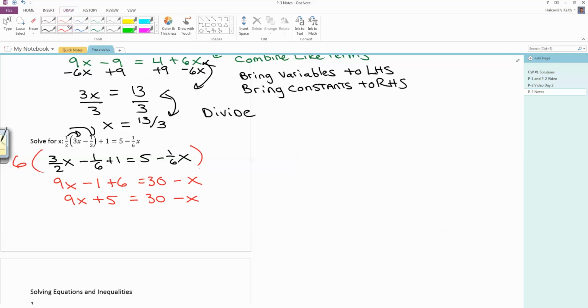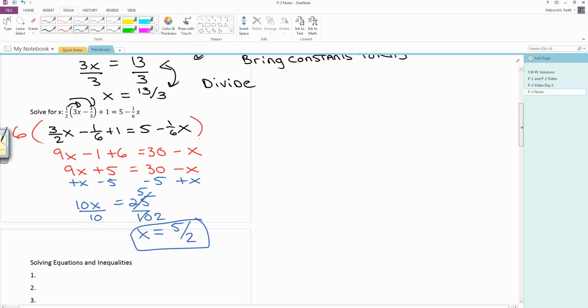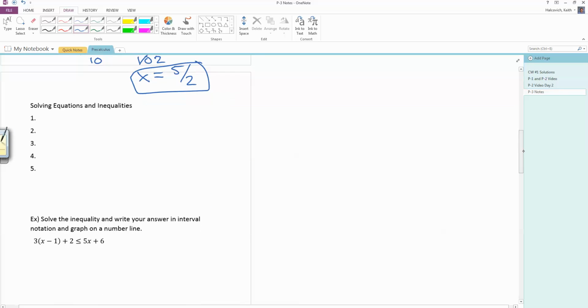Then we add x to bring the variables to the left, so it's 10x. Subtract to bring the constants to the right, so 25, and then divide by 10, so x equals 25 over 10, and when you reduce, 5 goes into 25 5 times, 5 goes into 10 twice, so it's 5 halves. If you got it right, give yourself a pat on the back.